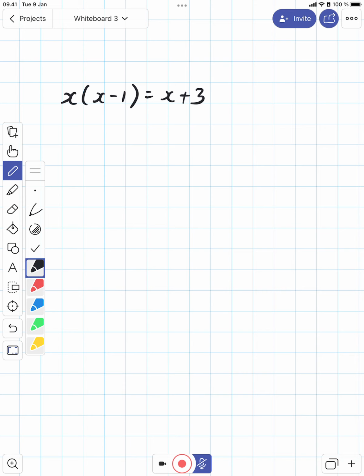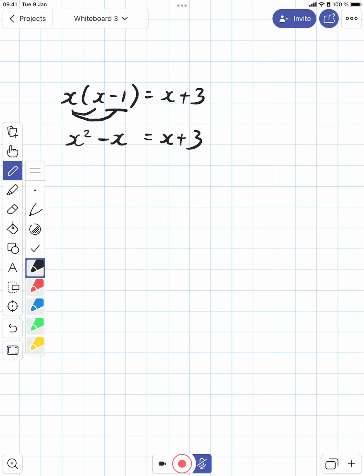Okay, little algebra quickie here. x times (x minus 1) equals x plus 3. So I'm going to multiply these brackets out. x times x gives me x squared, and x times minus 1 gives me minus x. And that's equal to x plus 3.